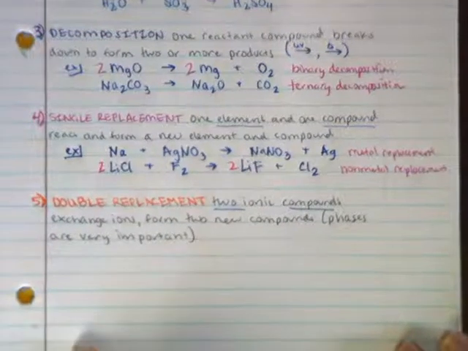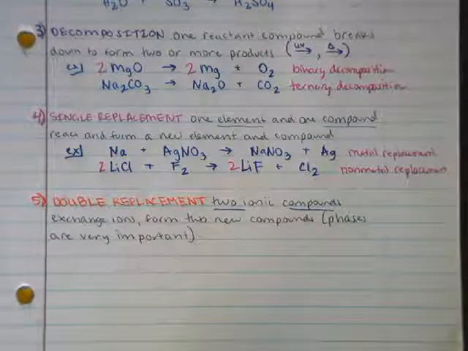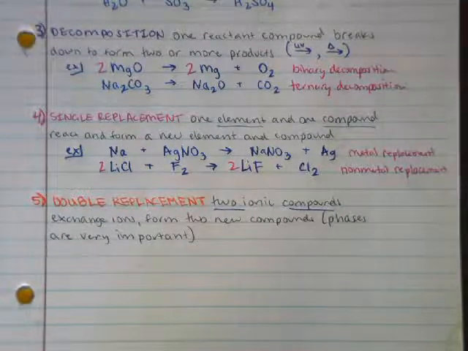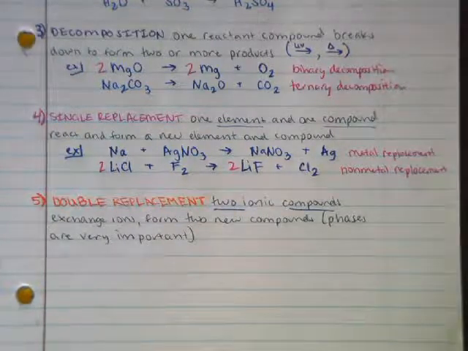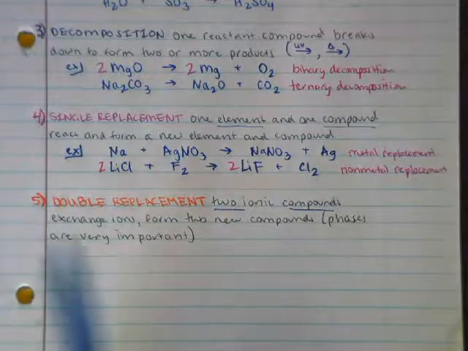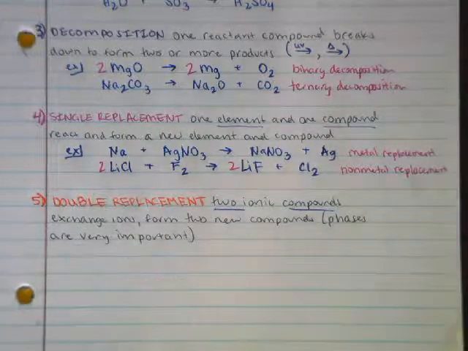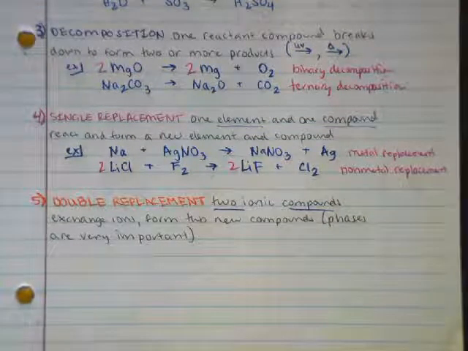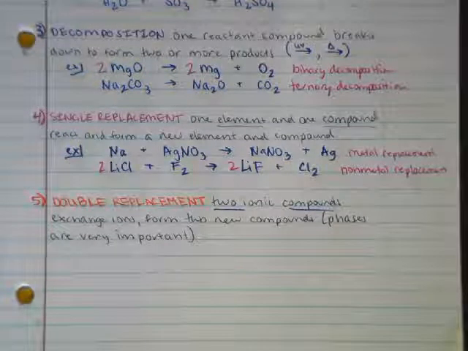Okay, which leaves me with our last classification or type of chemical reaction, and that is double replacement. Again, identifiable because you have 2 ionic compounds that are serving as your reactants. They exchange ions and form 2 new compounds. It's important to note here that phases are a vital part of this reaction and actually go to determining whether or not the reaction happens.